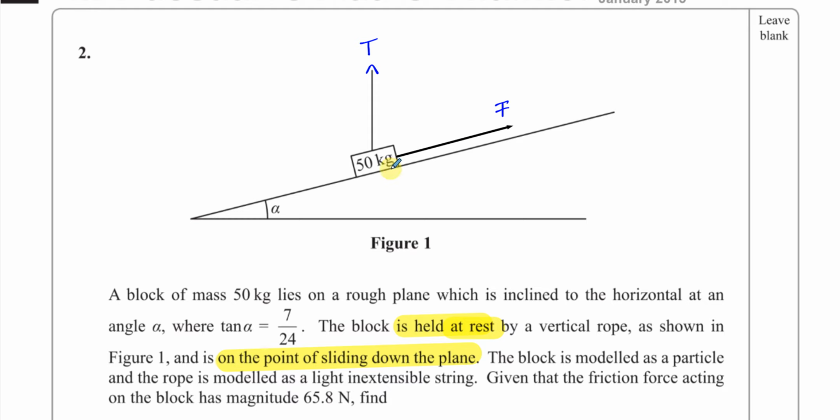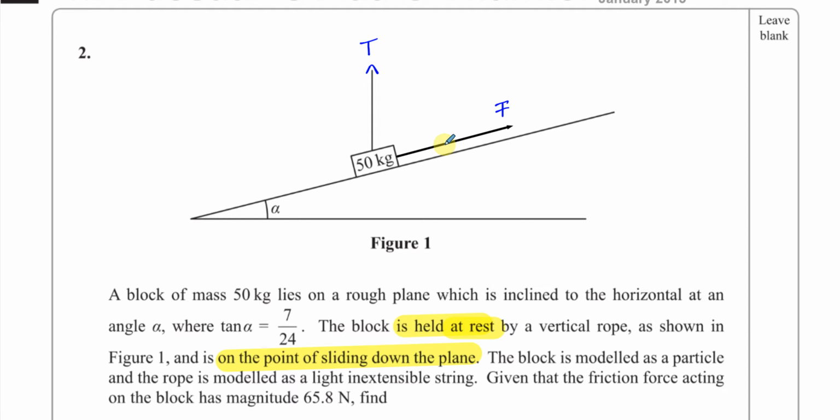When it says it's on the point of sliding down, that means it's just about to slide down, and it's a rough plane. That means friction must be acting in the opposite direction, preventing it from sliding down. If the question said it's about to slide up the plane, then the friction would be acting down the plane. So friction is trying to stop it from doing what it's about to do. It wants to go down the plane, so friction is going to be acting up the plane. That's very important for us to realize.